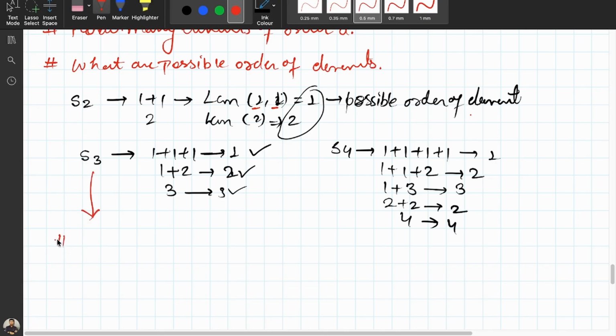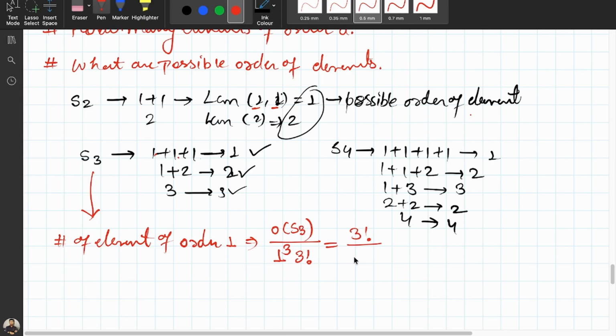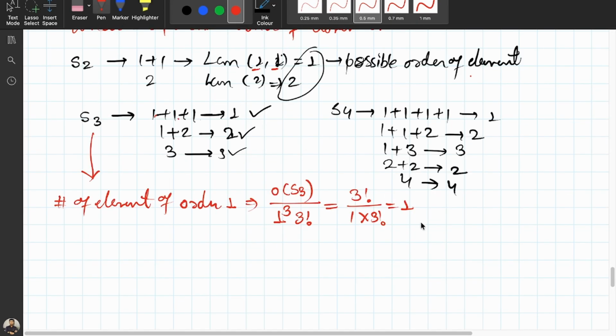So the number of elements of order 1. This is the formula: write the order of S3 divided by the cycle decomposition. 1 power 3: whatever the power is, write the factorial of that, so 3 factorial over 1 into 3 factorial. That is one element of order 1.